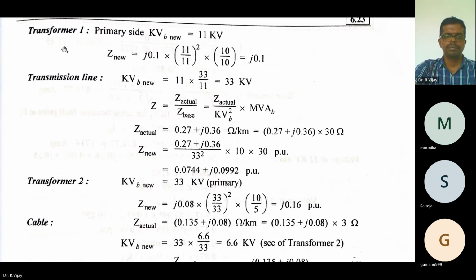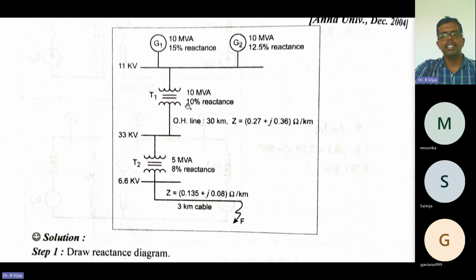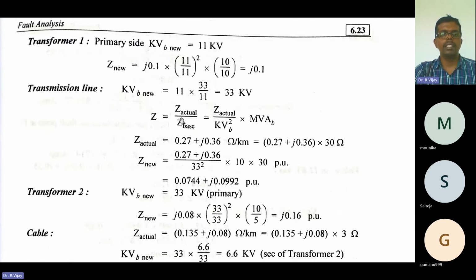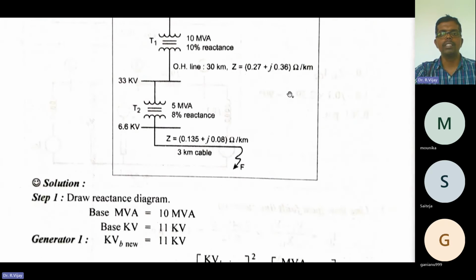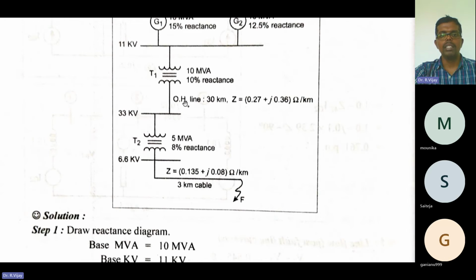Next, after transformer number one, is the transmission line. Here there is an overhead transmission line of 30 kilometers. So Z is equal to 0.27 plus J into 0.36 ohm per kilometer, which is the impedance given. Now for the transmission line, KVB new is equal to 33 kilovolt, because it is connected to the 33 kilovolt bus. So the base kilovolt is 33 kilovolt.